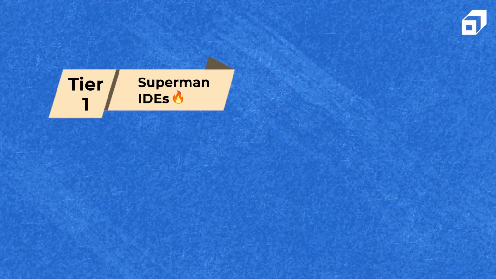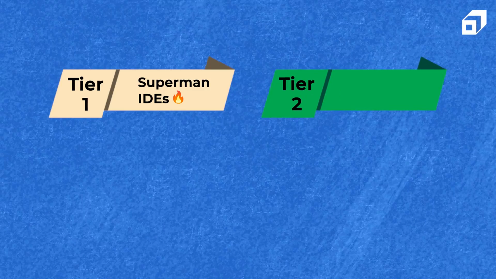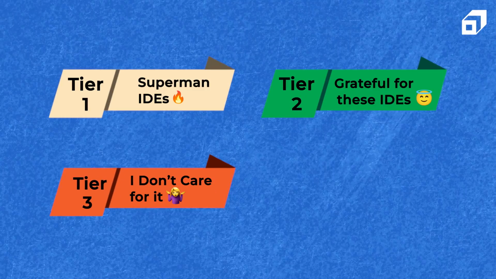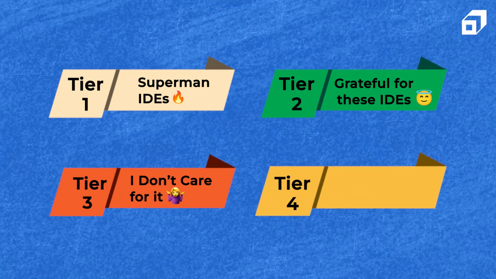But let's tweak the tier list a little bit this time compared to the previous one. Tier 1, Superman IDEs. Tier 2, grateful for these IDEs. Tier 3, I don't care if these IDEs exist or not. And tier 4, blah. I think it's very self-explanatory. We don't require those IDEs at all.